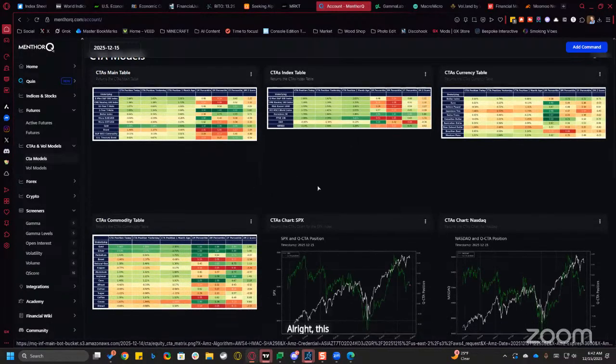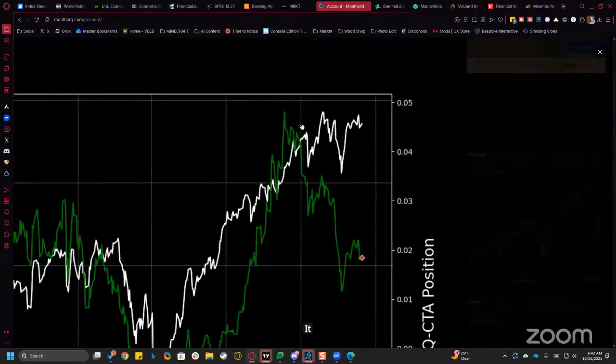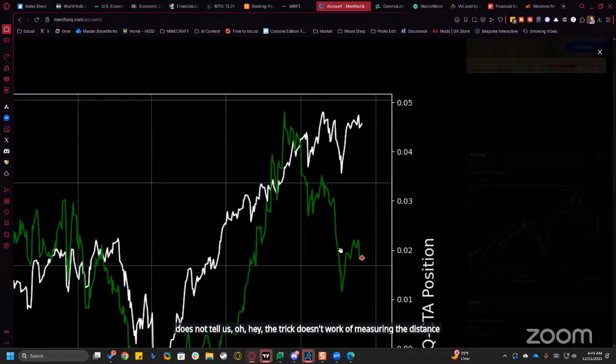All right, this is Menthor Q. We can see CTA positioning has started to roll back over again. It is following the footsteps of the previous move. If we were to measure the distance from the first move and then lay that over the distance of the second move, it went a little further. That does not tell us the trick of measuring the distance moved doesn't work. Instead, it says that the distance moved was greater than the last one because it is accelerating to the downside. So it's a heads up or a warning. It's not an indication that we did it wrong.